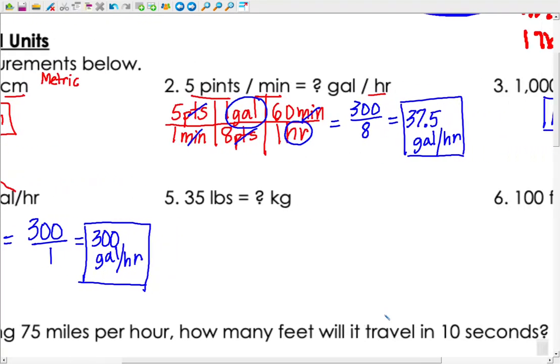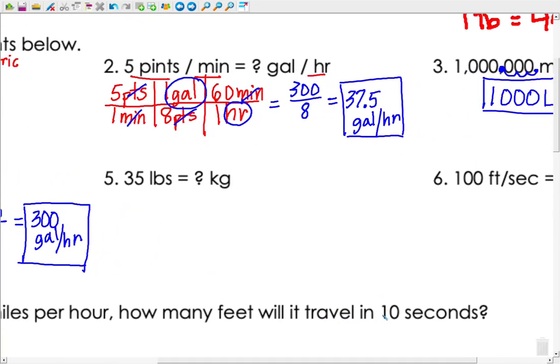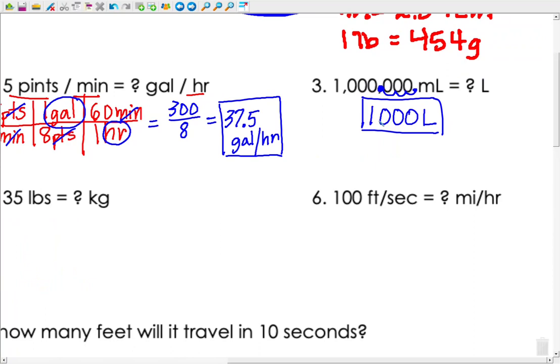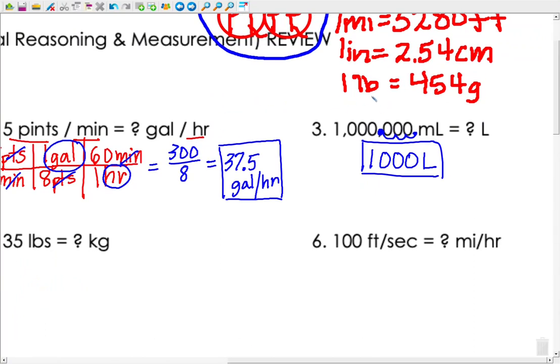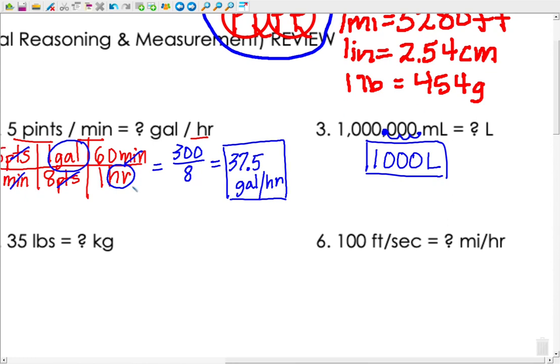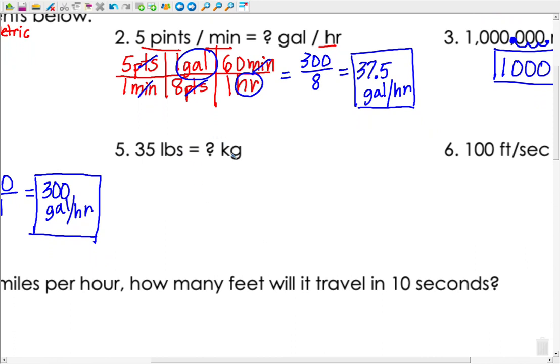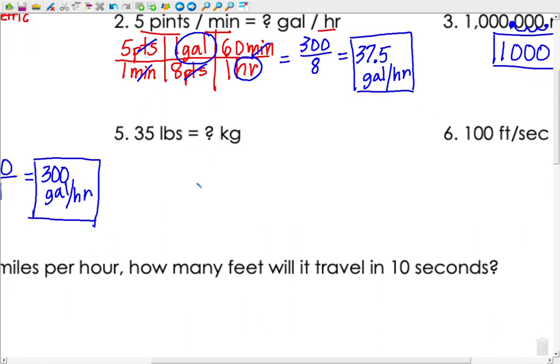So for number 5, we're actually left to go from customary pounds to metric unit of kilograms. To do this, I'm going to have to cross over. So I need some type of portal unit from where I can go from one measurement system to the other. And when I come back up here, one of the things that I had you write down was that 1 pound equals 454 grams. So from here, I can take my pounds to grams and then move it to kilograms. All right, let's do that.